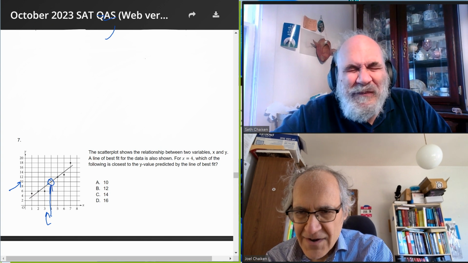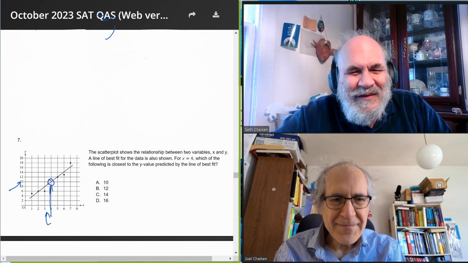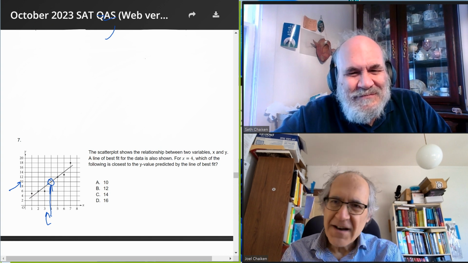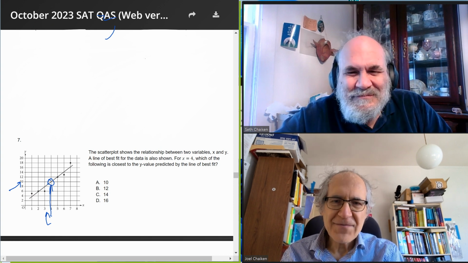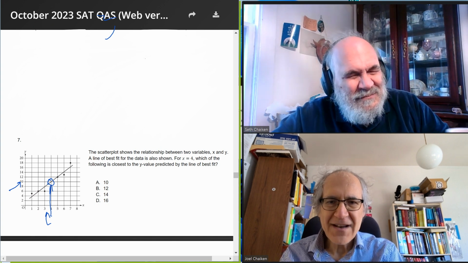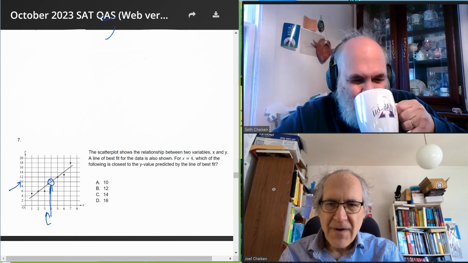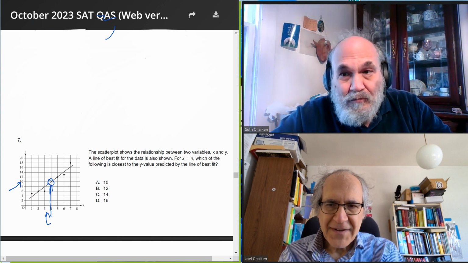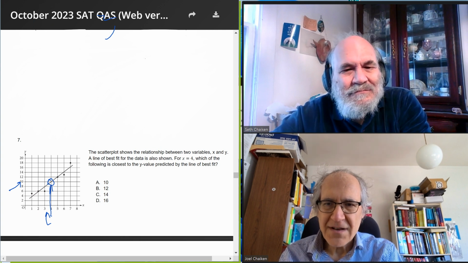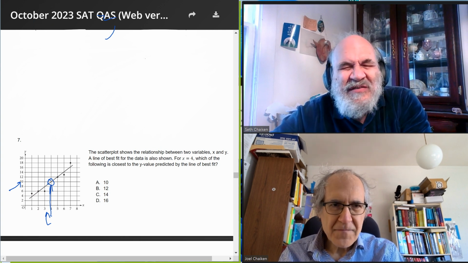You read the graph. You read the line of best fit because that's what they're telling you to do. Got to do what you're told in these questions. You got to follow the instructions and be sure you are doing exactly what they are asking. So this is just a classic line of best fit problem. It seems almost too easy.